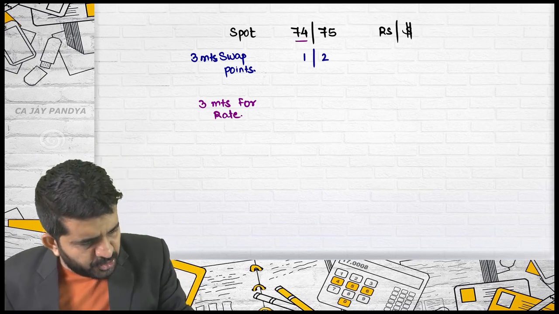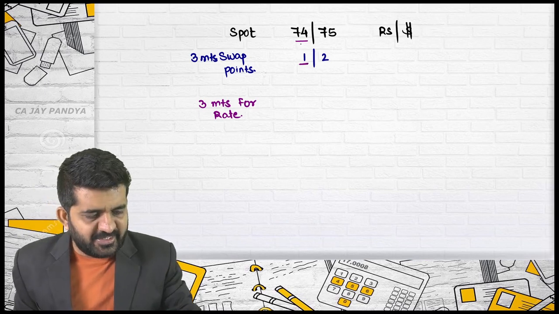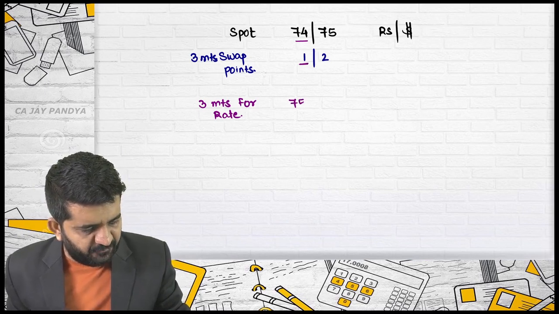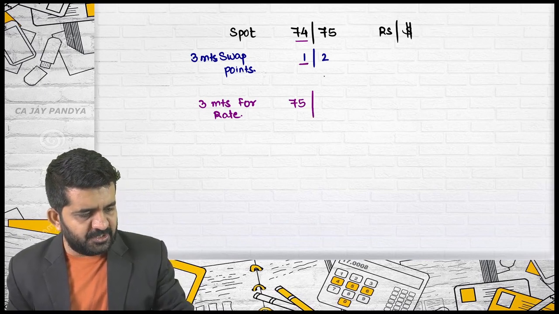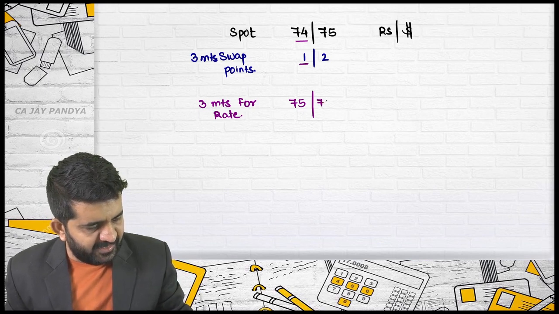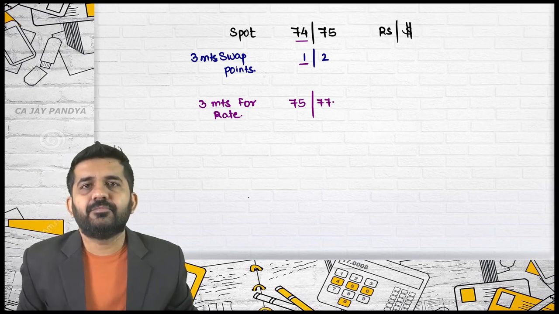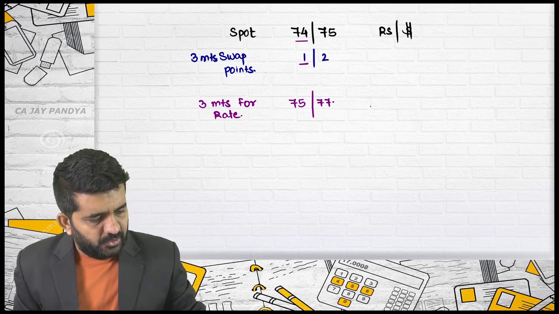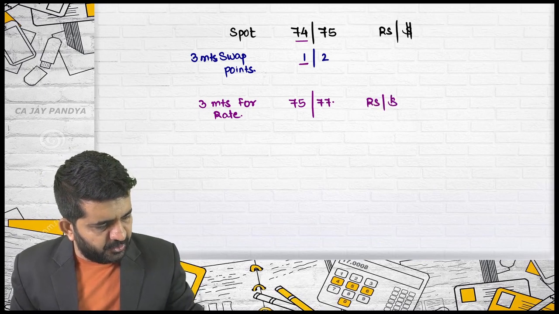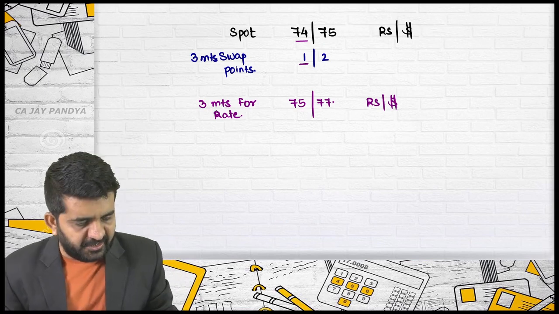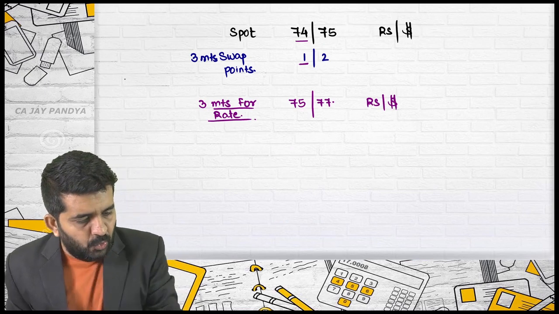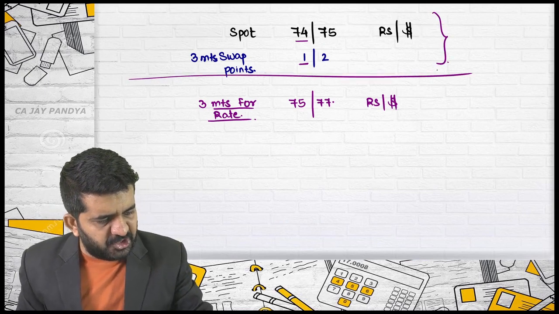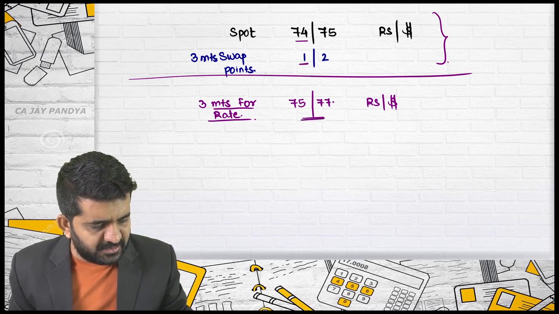First, I should add this to this figure. 74 plus 1, 75, slash 75 plus 2, 77. This will be the rupees per dollar rate. Sir, which rate is it? It is nothing but the 3 months forward rate. So, with these two pieces of information, I got this answer.